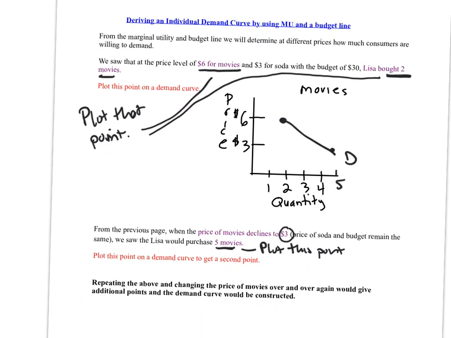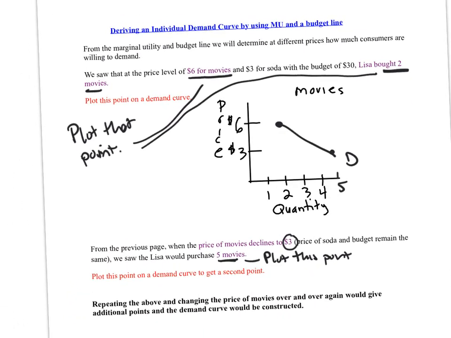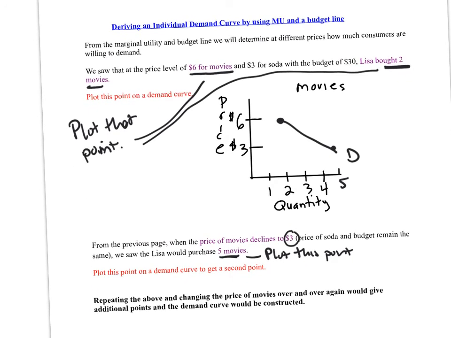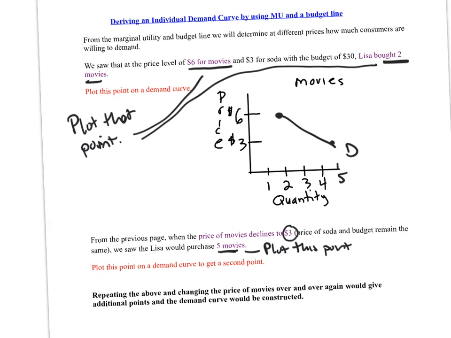And the last thing is, and this is not too important, it just shows how a demand curve can be created from marginal utility analysis per dollar. So the first time we had the price of movies was $6. Lisa bought 2. That should be your answer for the top one. So we plot that point. $6, 2. Then it's what if the price of the movies changed to $3? Well, then we found out we bought 5. That was on the previous page. And therefore you can see a demand curve, as we know, is downward sloping.